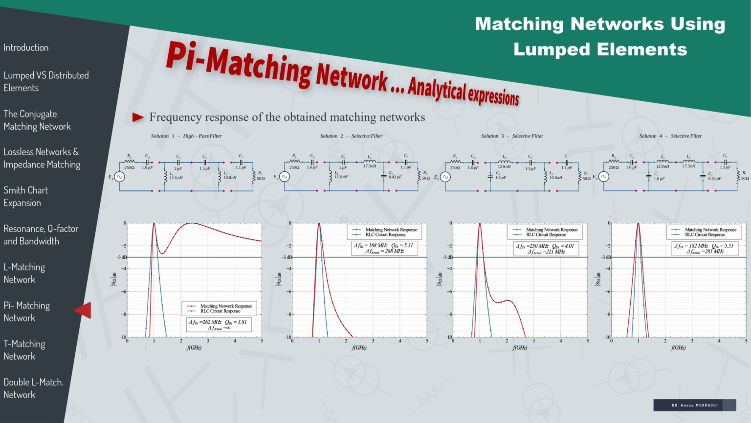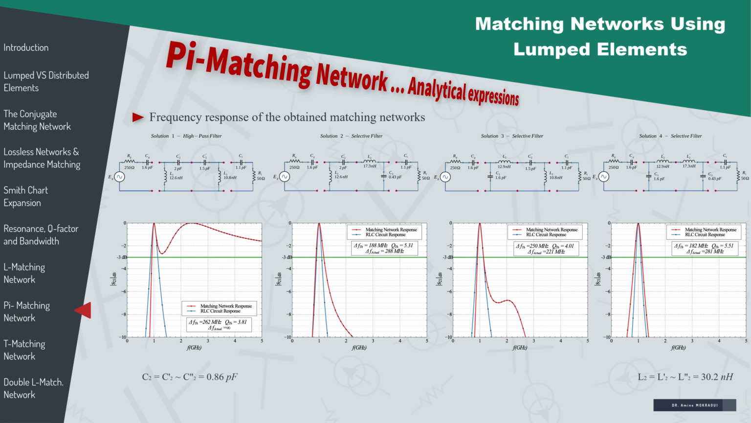Last word about the pi matching networks concerns combining in series reactances x'2 and x2. When they are of the same type, that is inductive-inductive or capacitive-capacitive, then replacing the two components with only one equivalent component won't change the circuit behavior. This is the case of solution 1 and 4.